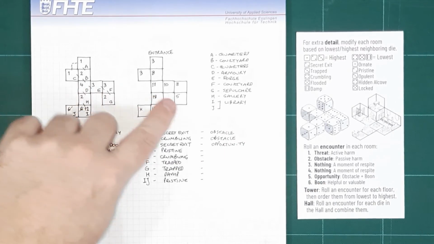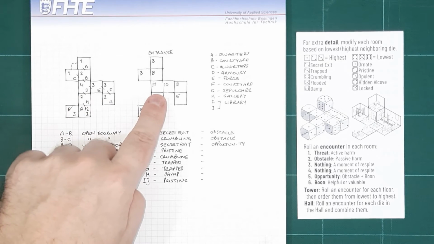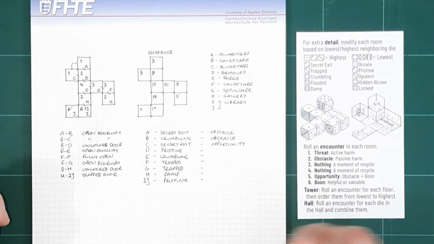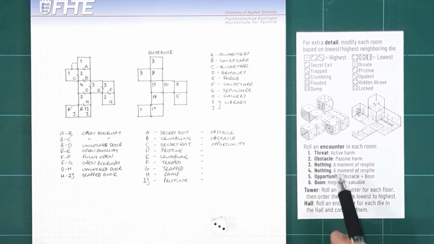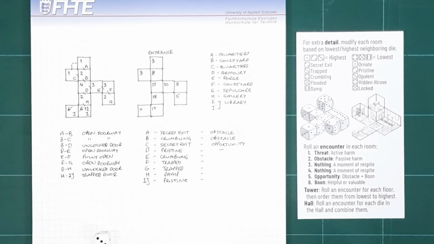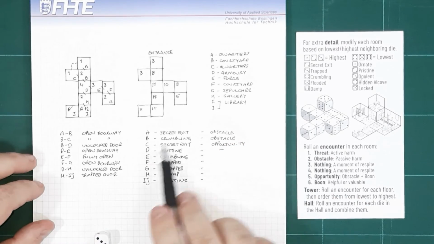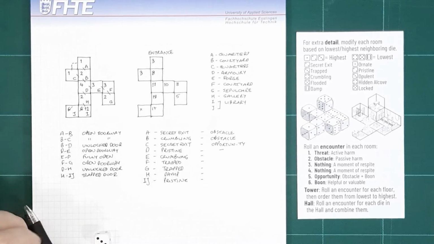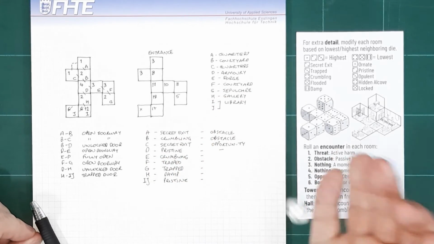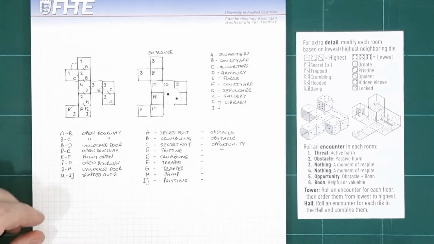Room D, this one here. Room D is their armory. The armory. Okay, so we roll a 3. Nothing. Nothing in there. There's just no kind of encounter in there. It's a pristine armory. Okay, nothing there. Room E, the forge, the crumbling forge. We get a 2. More obstacles.